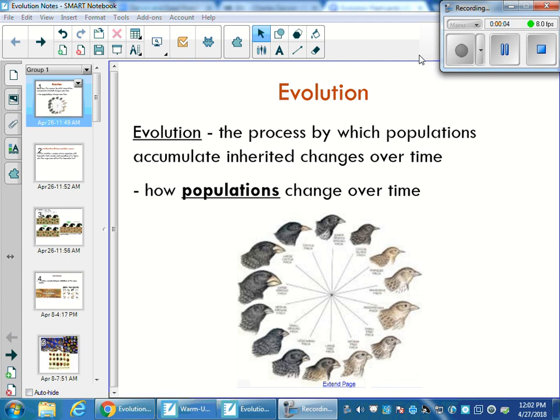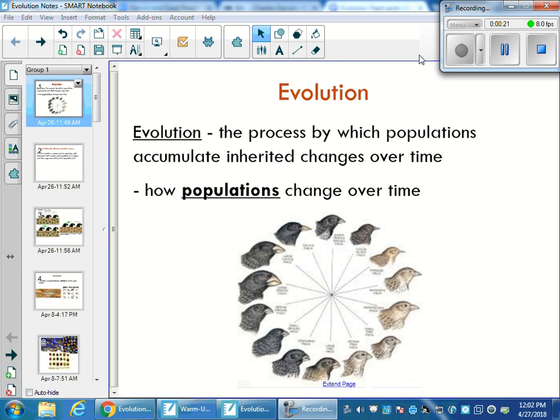I am here today to talk to you about some of the vocabulary that we are going to be using in our new unit on evolution. And the word that I would like to start with is the word evolution. So evolution is the process by which populations accumulate inherited changes over time.